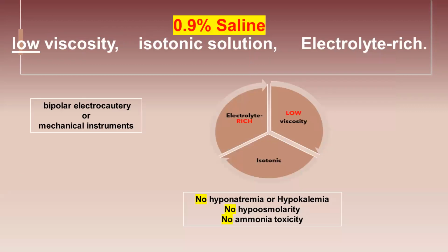Saline is important to be introduced because, as I told you, of its isotonic property, it is less liable to hyponatremia, less liable to hypoosmolarity, and there is no ammonia toxicity. But it is electrolyte rich, should be used with bipolar or mechanical hysteroscopic surgery, and it is of low viscosity, which means it mixes with blood, so the fluid should be excessive to wash this blood to have proper visualization, and this is a disadvantage of saline.